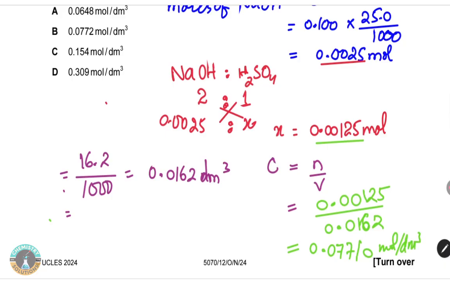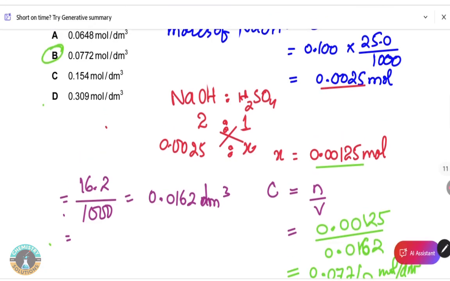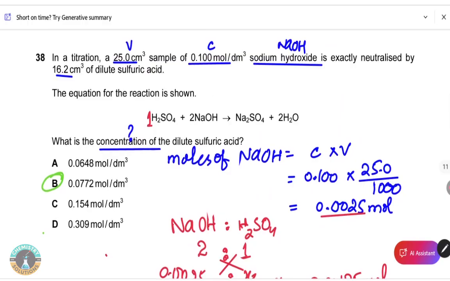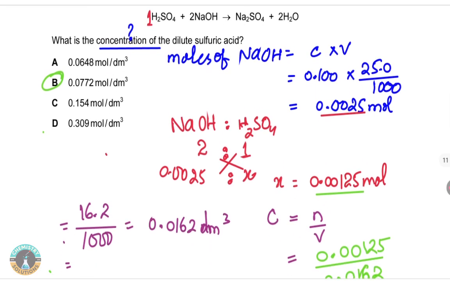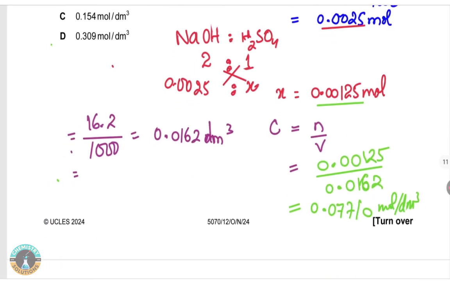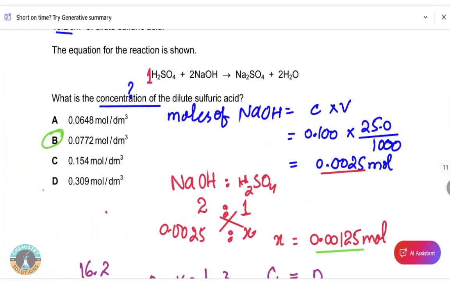So if we have a look at our options, B is the correct option, 0.072 mole per decimeter cube. While we are talking about this MCQ, you all must know what the answer is, 0.0772. So this is the calculation which we have done. Okay, you people can see it.